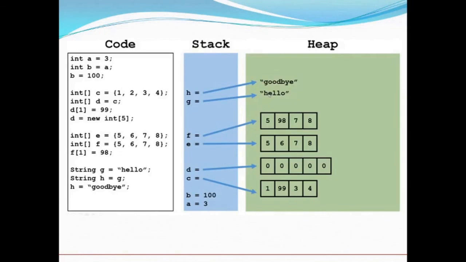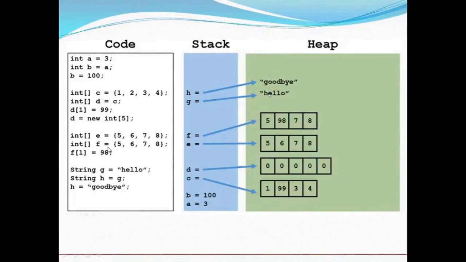All the values inside the array are, the array itself is a reference type, but the values inside it are integers. So these are primitive values, so they are always initialized with 0, no problem. Then int e is equal to 5, 6, 7, 8. Like another array is declared, and this time its value is 5, 6, 7, 8.